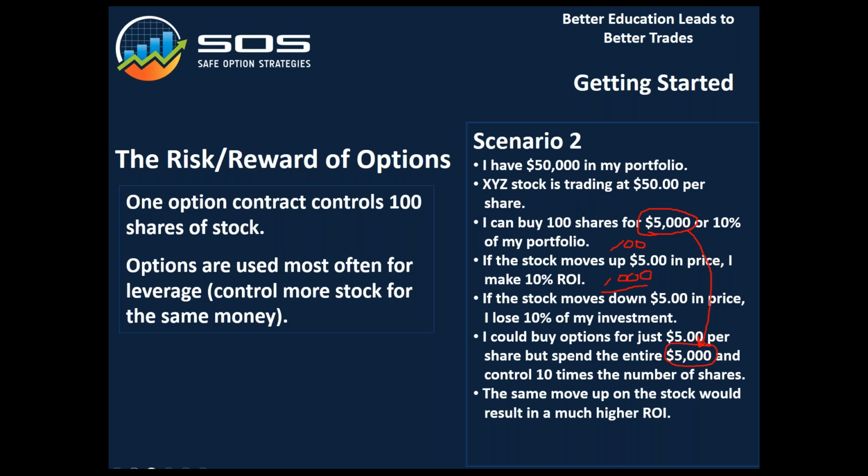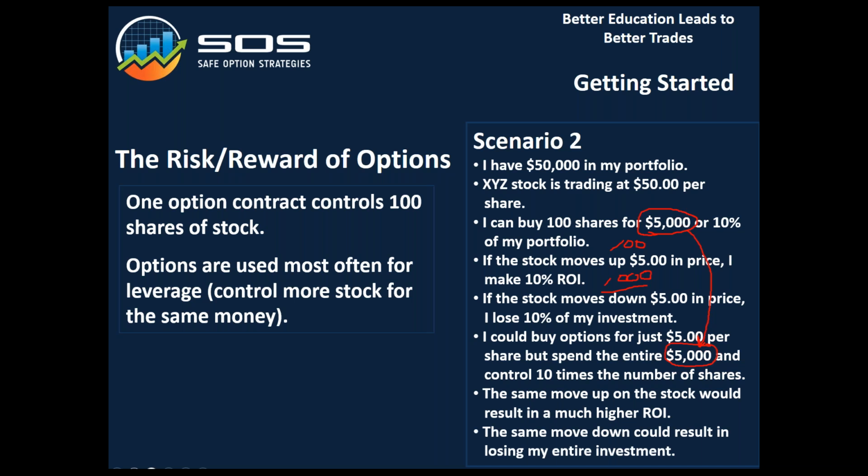That's exciting, right? Because the same move up on the stock would actually result in a much higher return on my investment. I still have the cost that I've got to pay to the bank, right? I still have that interest I'm paying. So I'm not going to make penny for penny profit as the stock goes up, but I've got 10 times the number of shares. So what if I give up 3 or 4 or 5% of that for the cost of those options? I'm making some really good money.